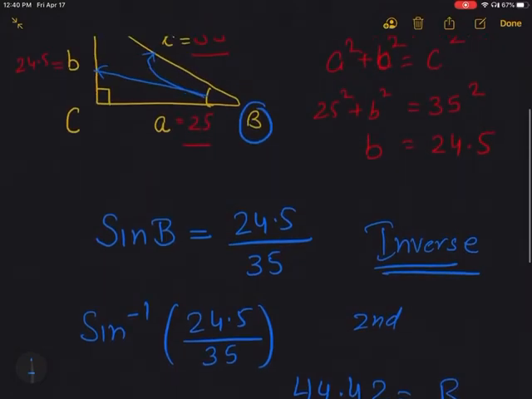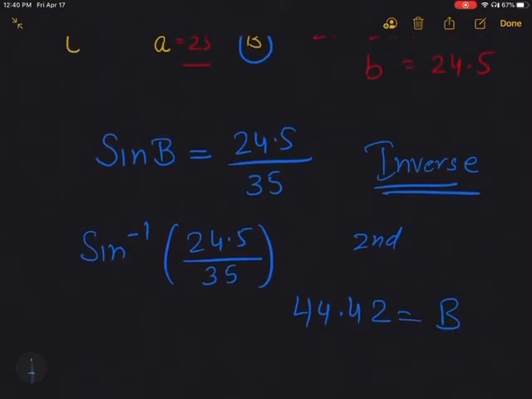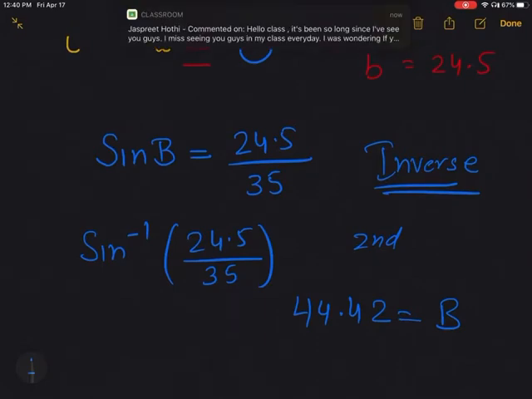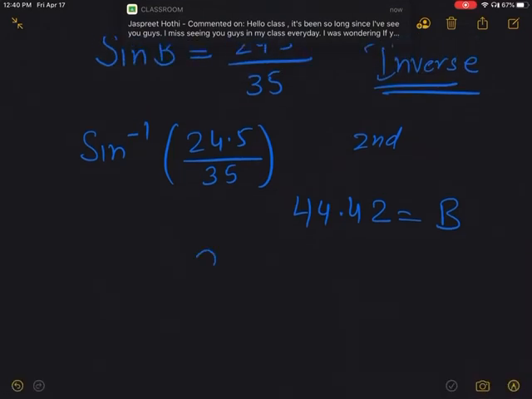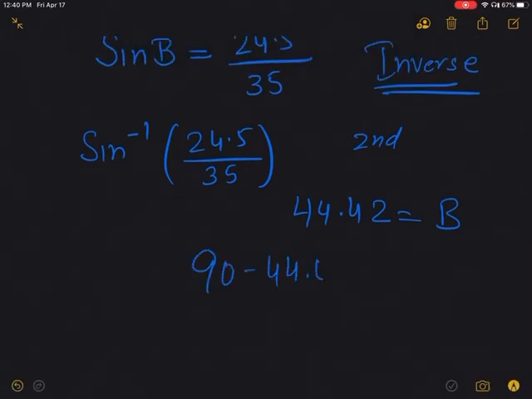In order to find the other angle, you could use another inverse ratio or equation. Or the easier way is to just take this angle away from 90, and my answer would be 45.57. Here you go, so that's the last one.